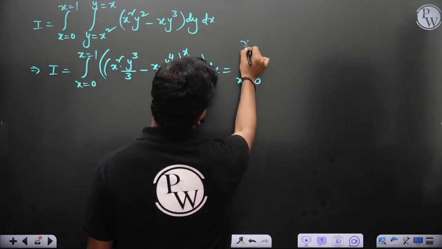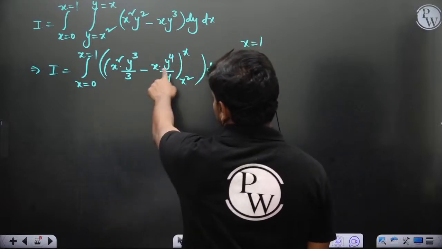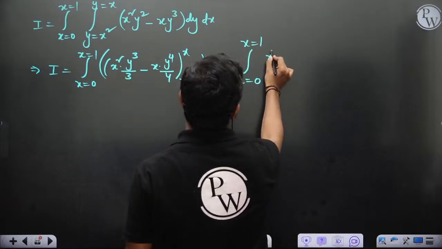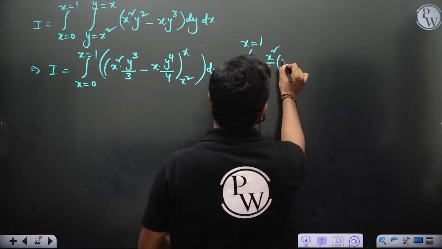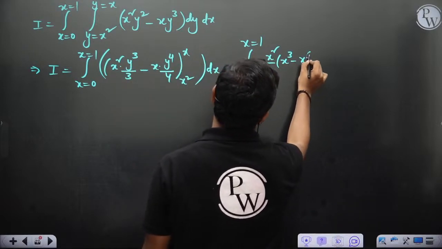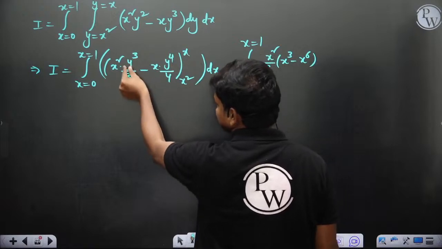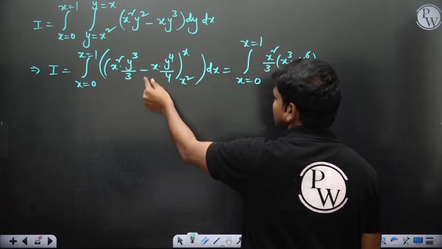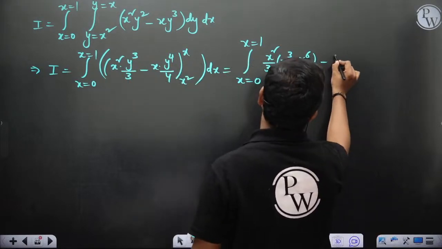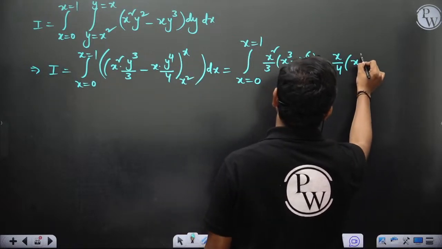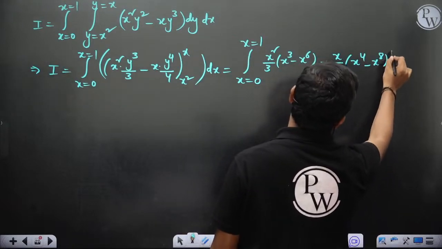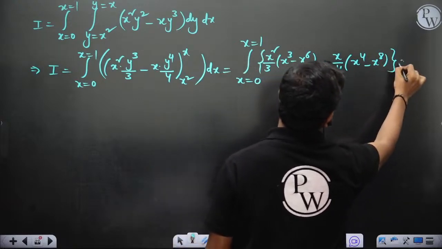Now if you substitute the limits, x equal to 0 to x is equal to 1, take the first value: x square by 3 is constant, then in place of y, if you keep the limits, x cube minus x power 6. When you substitute x here, it's x cube; when you substitute x square here, it's x power 6. So x cube minus x power 6, minus x by 4 times, when you put y here, x power 4 minus x power 8, of course, dx.